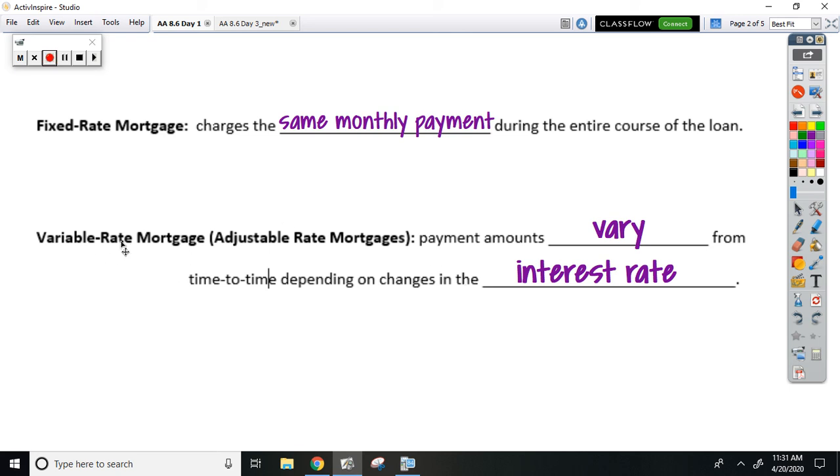Sometimes with a variable rate mortgage, you can get a lower monthly payment to start out, but because the rate will fluctuate, sometimes your payment will go up. So you just have to make sure that you have enough money in savings to cover it if the payment should increase.